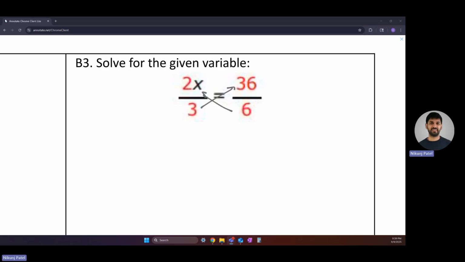Cross multiply here. 12x equals 36 times 3, 108. Divide by 12. In your calculator, you should end up getting 9.